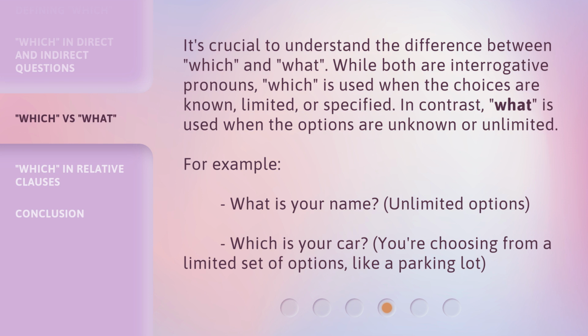For example, what is your name? Unlimited options. Which is your car? You're choosing from a limited set of options, like a parking lot.